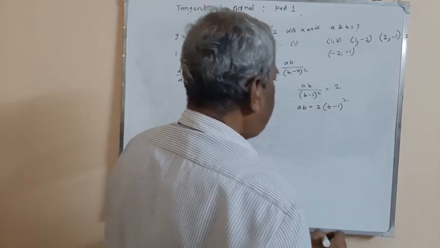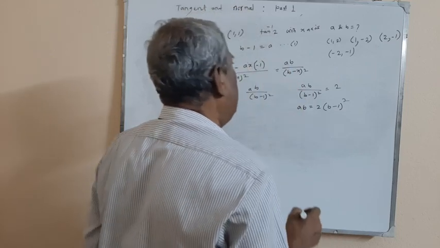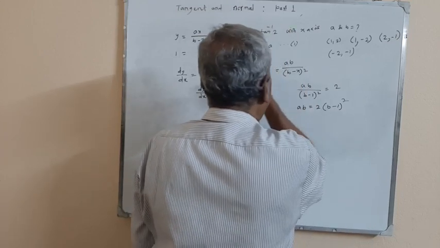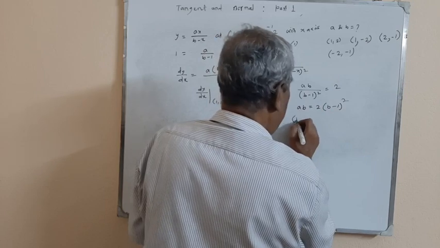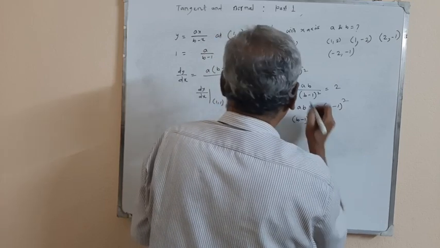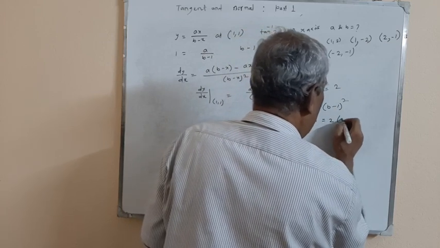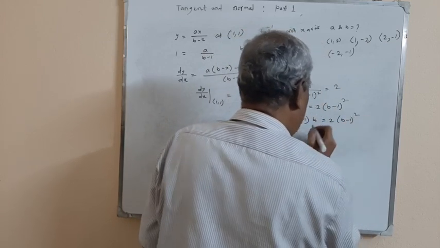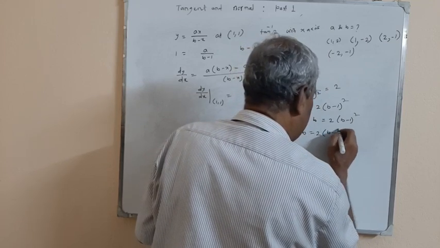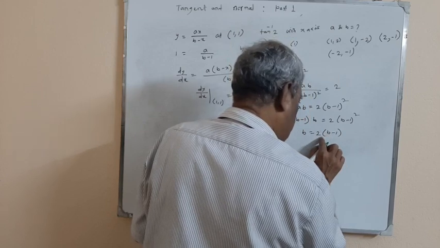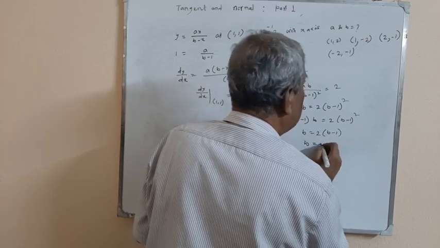Now, from 1 and 2, we can solve a and b. Putting the value of a from 1, a is equal to b minus 1. ab is equal to 2 into (b minus 1) whole square. So we get b is equal to 2 of (b minus 1), that is 2b minus b, b is equal to 2.